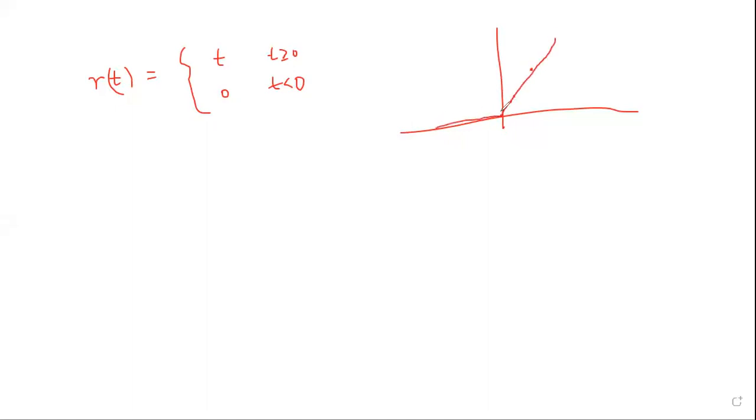On the left side, it is 0. Okay. Got this particular thing. R of t equal to t for t greater than 0, 0 for t less than 0. The second thing, it is equivalent to t into u of t.